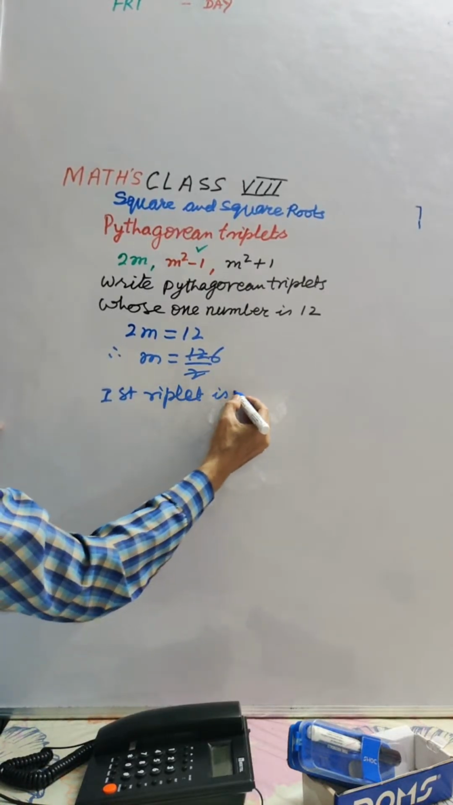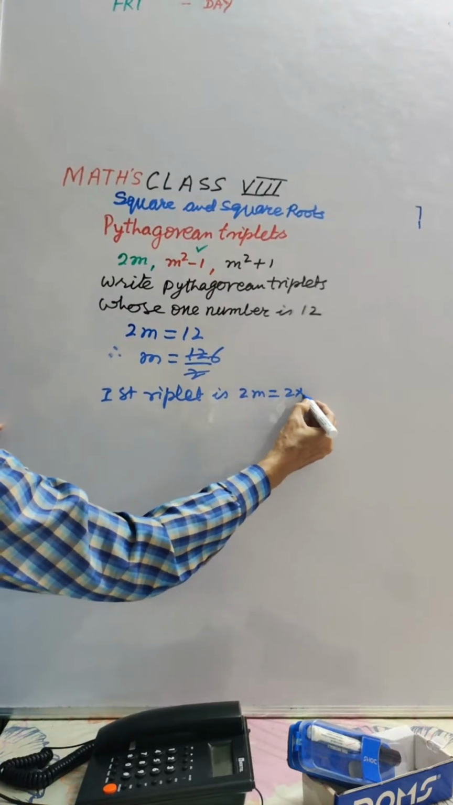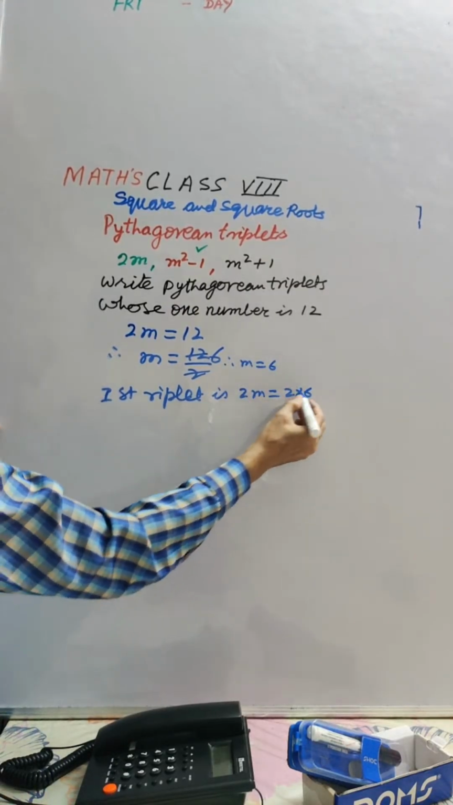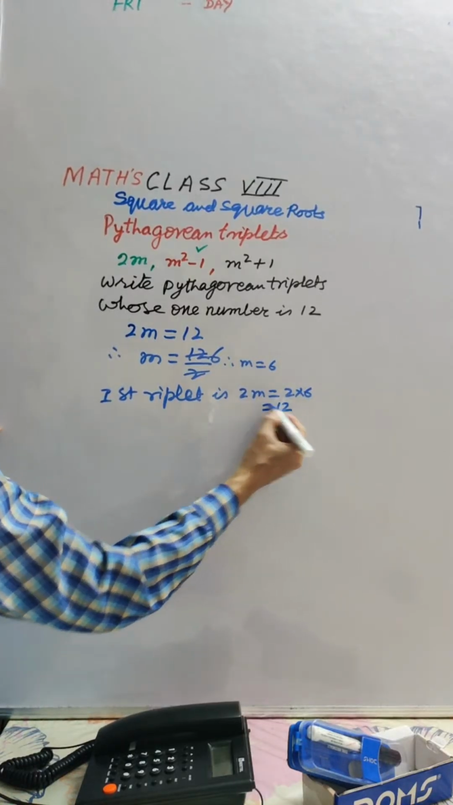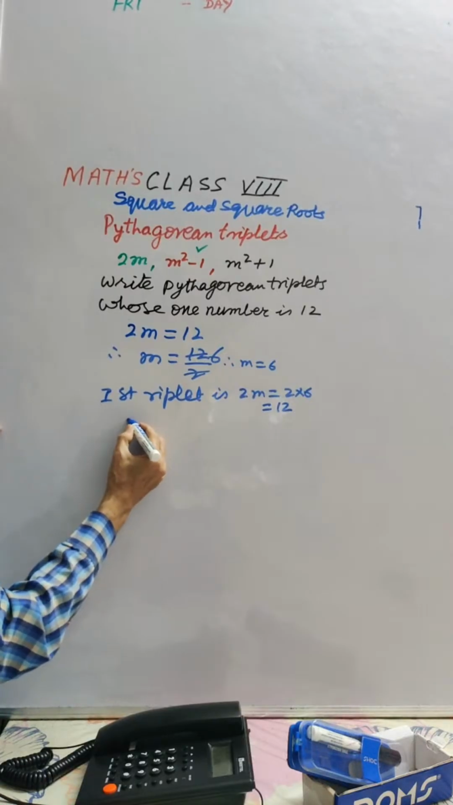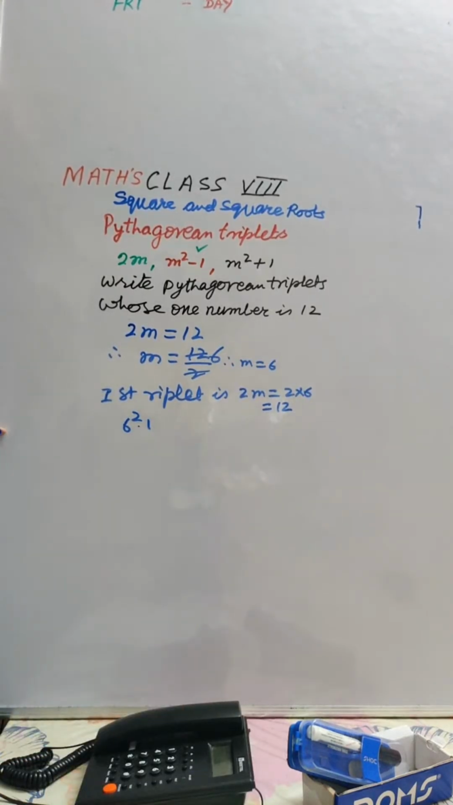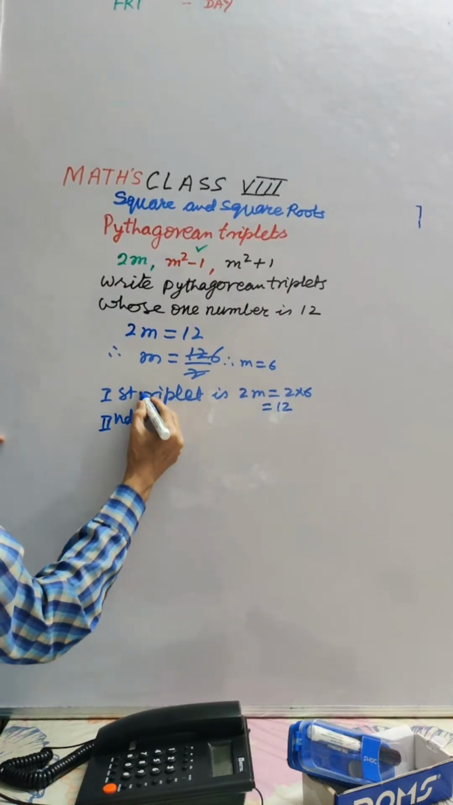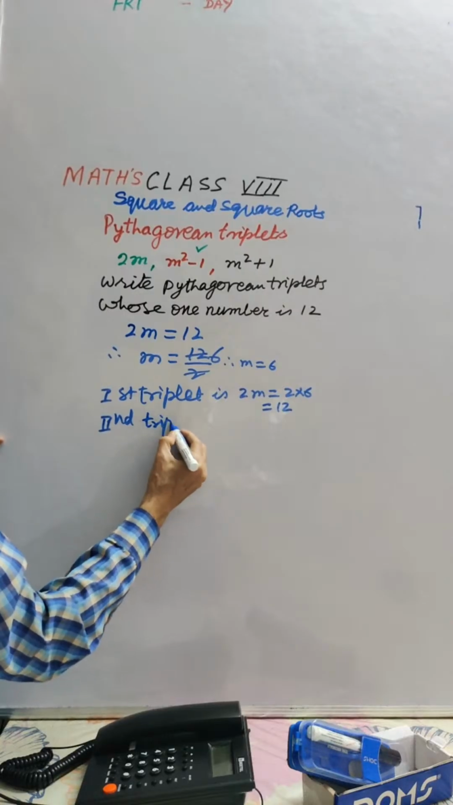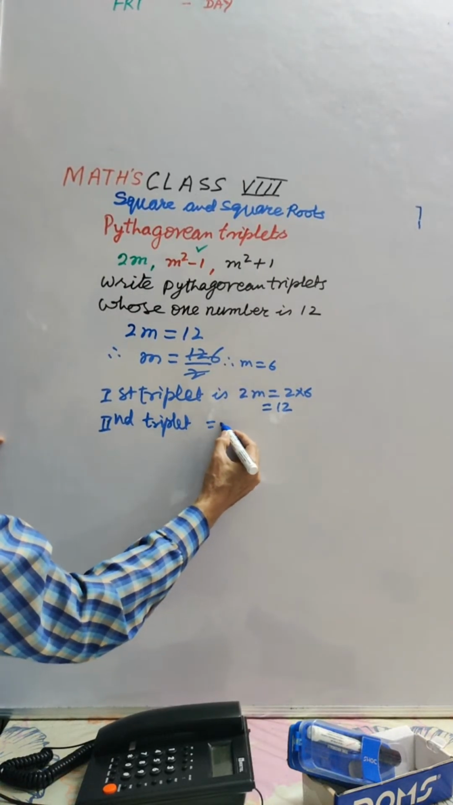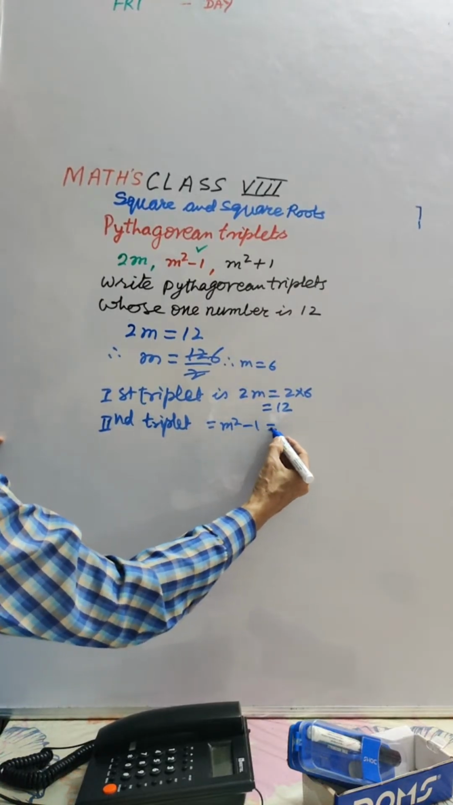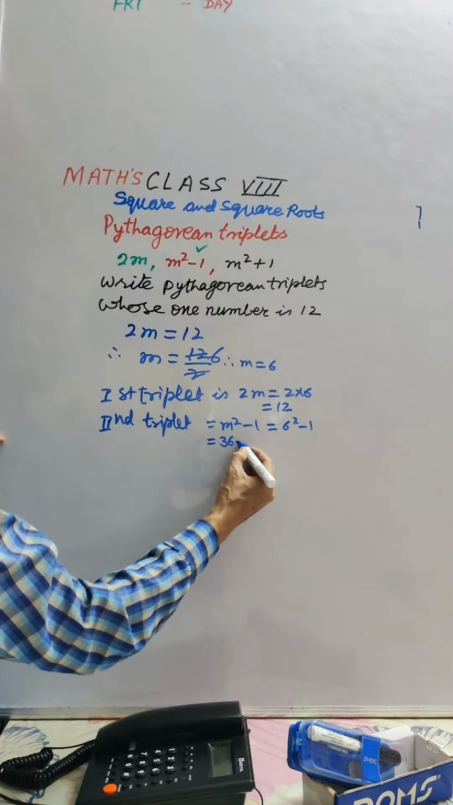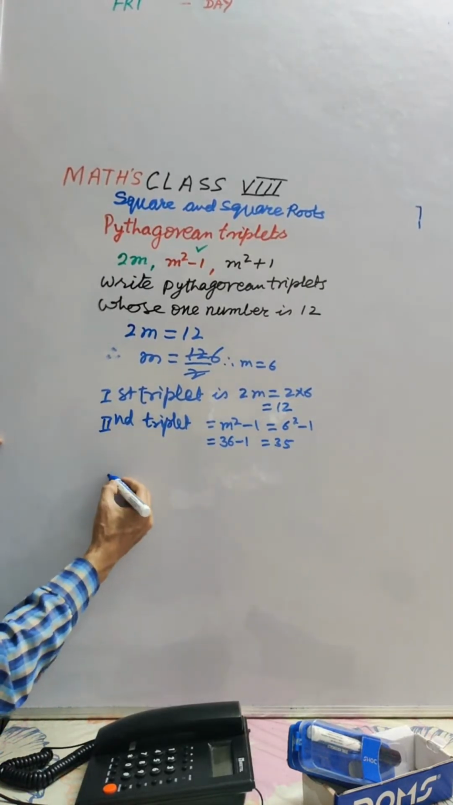So first Pythagorean triplet is 2m, that is 2 into 6, which is 12. Second triplet is m square minus 1, where the value of m is 6. 6 square minus 1, so 6 sixes are 36 minus 1, that is 35.